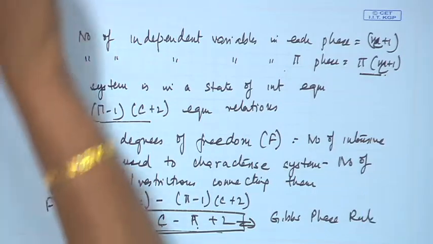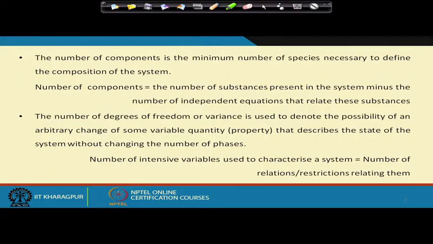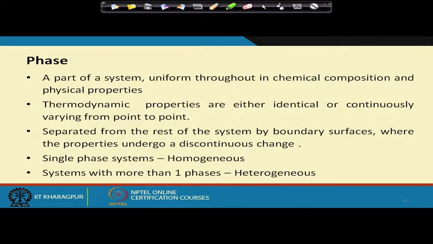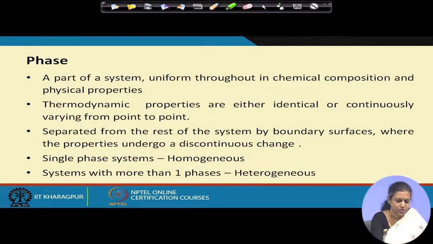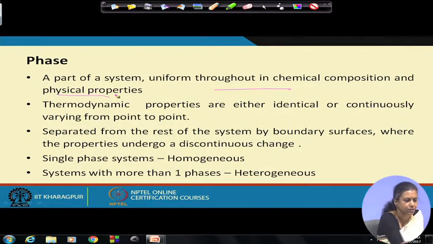Now, I end here, but before I end, I would just like to mention that I have written down the definitions of phase, component, and the number of degrees of freedom or variance, because very frequently I find that there are quite a number of confusions regarding these things. So you can go through these definitions, which state that a phase is nothing but a part of the system uniform throughout in chemical composition and physical properties, and each particular phase is separated from the rest of the system by means of boundary surfaces. When we have single phase systems, they are homogeneous. When we have more than one phase, they are known as heterogeneous systems.